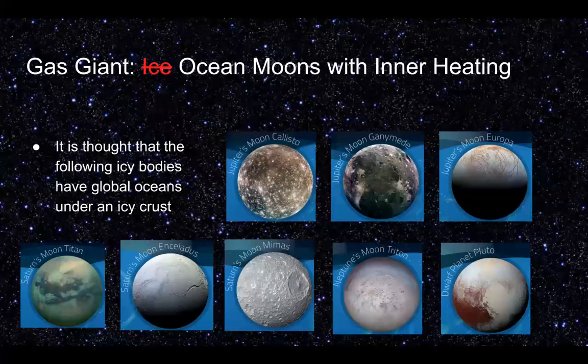So you can see from that that these ice moons are really ocean moons with an inner heating source. And the following icy bodies have global oceans under icy crusts: Callisto, Ganymede and Europa, which orbit Jupiter; Titan, Enceladus and Mimas, which orbit Saturn; Neptune's moon Triton; and interestingly, the dwarf planet Pluto, although its heat source is different insofar as it's more likely to have been as a result of an impact with another body.